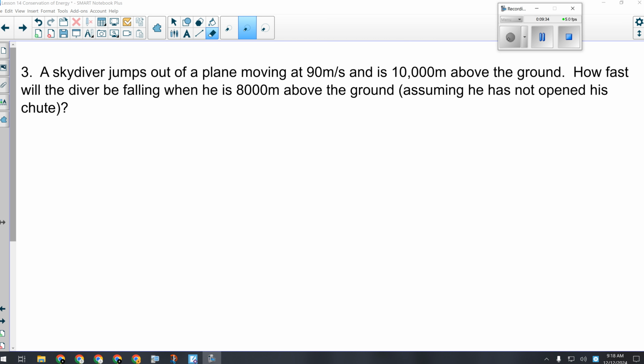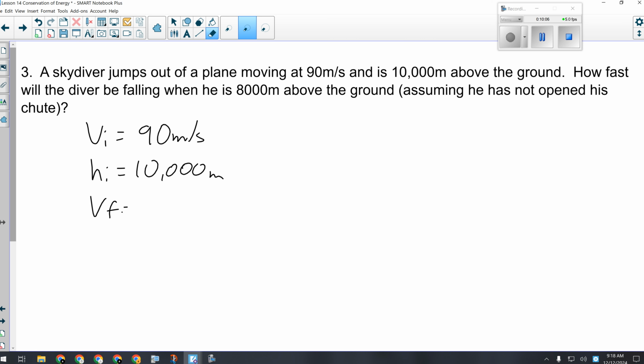All right, so we jump out of this plane moving at an initial speed of 90 meters per second. And again, which direction you're going makes no difference. Okay, I mean, you're eventually going to be moving mostly vertically, but you're actually always going to be moving horizontally at 90 meters per second. That's just part of how projectiles work, how falling objects work. Okay, all right, and you are at an initial height of 10,000 meters. Okay, how fast will the diver be falling? So we're looking for VF, okay, when they are 8,000 meters off the ground.